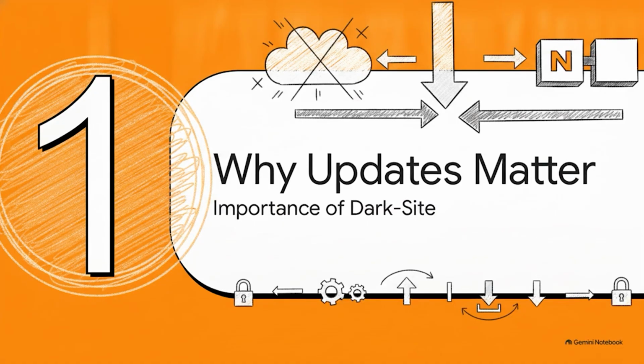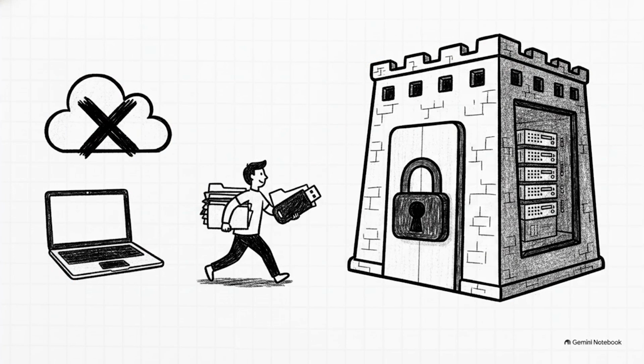All right, part 1, why dark site updates matter. Think about the highest security environments in the world. We're talking military bases, massive financial institutions, isolated research labs. These are usually dark sites. But here's the thing. Just because they're cut off from the network doesn't mean they're immune to software bugs or hardware vulnerabilities, right? Falling behind on common vulnerabilities and exploitations, or CVEs, in an air-gapped space is a massive risk.